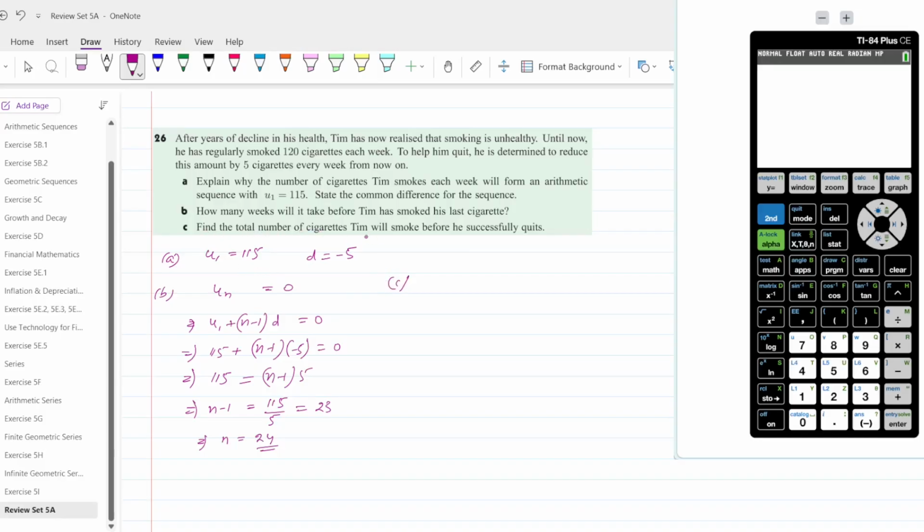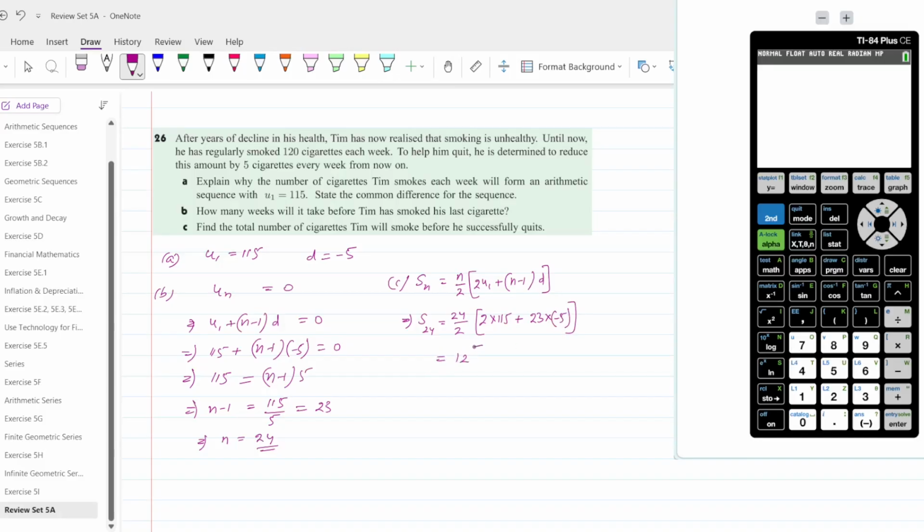Find the total number of cigarettes Tim will smoke before he successfully quits. So Sn equals n by 2 times (2u1 plus (n minus 1) times d). Now the value of n is 24. S24 equals 24 divided by 2 times (2u1, u1 is 115, plus n minus 1, n is 24, so 23, times d, which is negative 5).